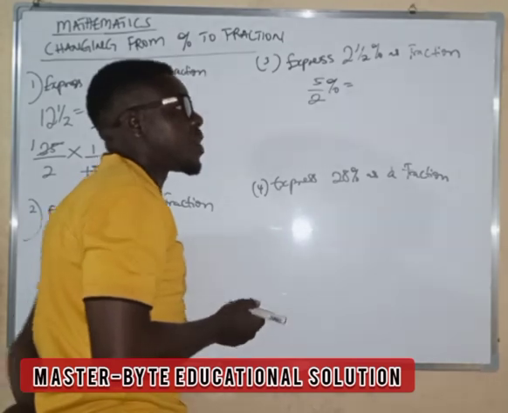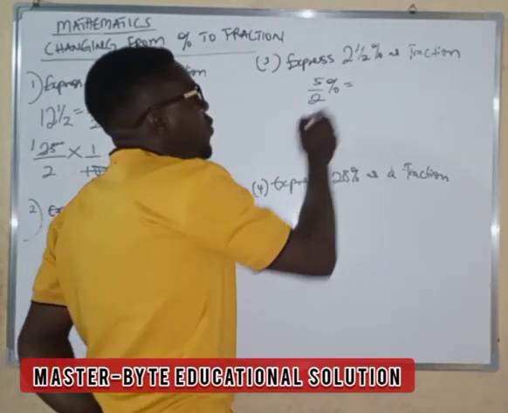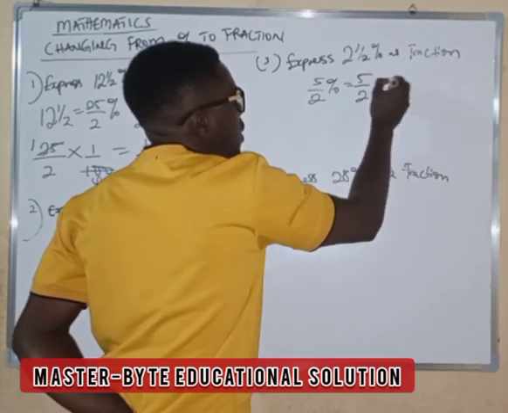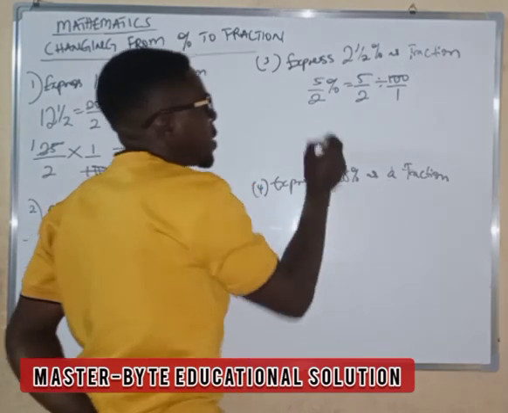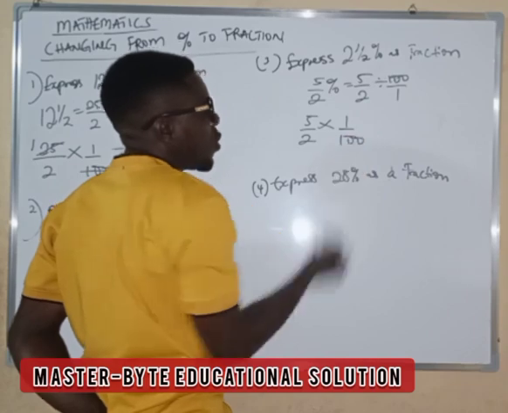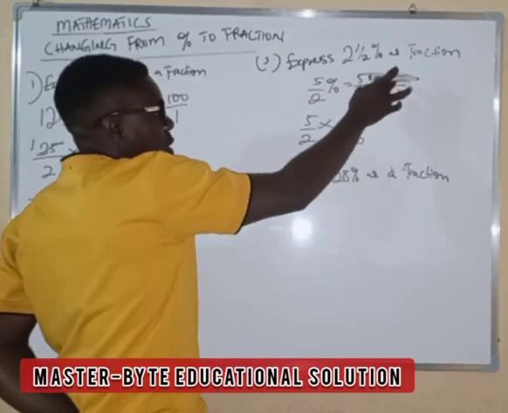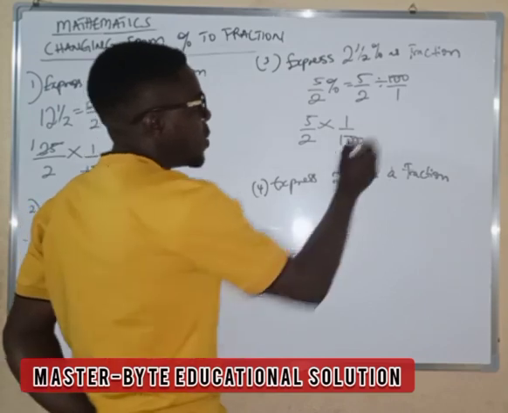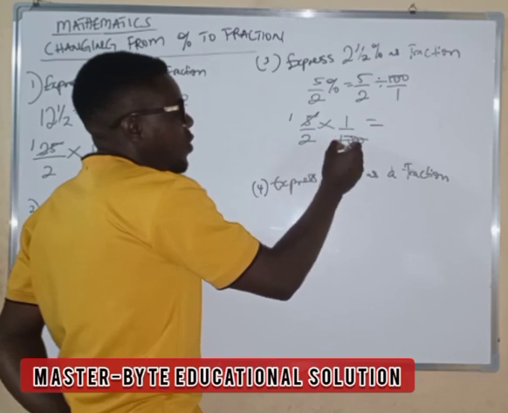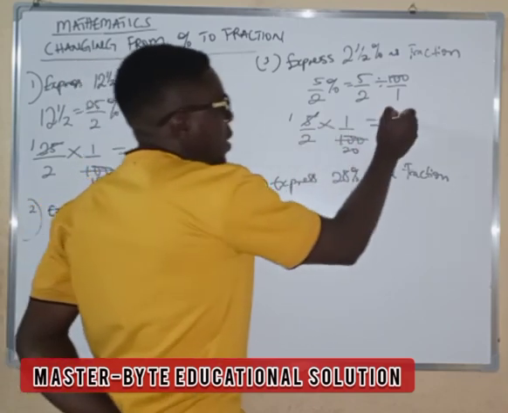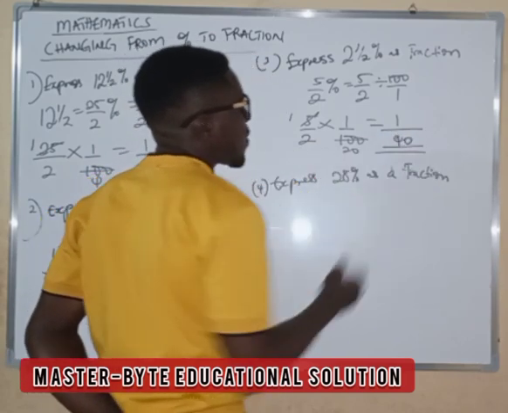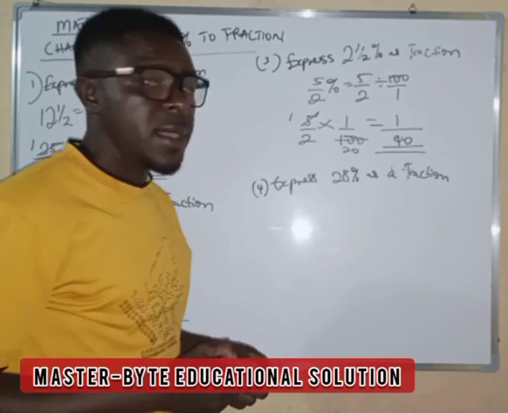Now to change 5 over 2% to a fraction, we are going to have 5 over 2 times, divided 100 over 1. So we have 5 over 2 times 1 over 100, because the denominator becomes the numerator, while the numerator becomes the denominator. So what is going to divide? 5 here, 1. 5 into 100 is 20. Now 1 times 1 is 1, all over 2 times 20 is 40. So our answer is 1 over 40.